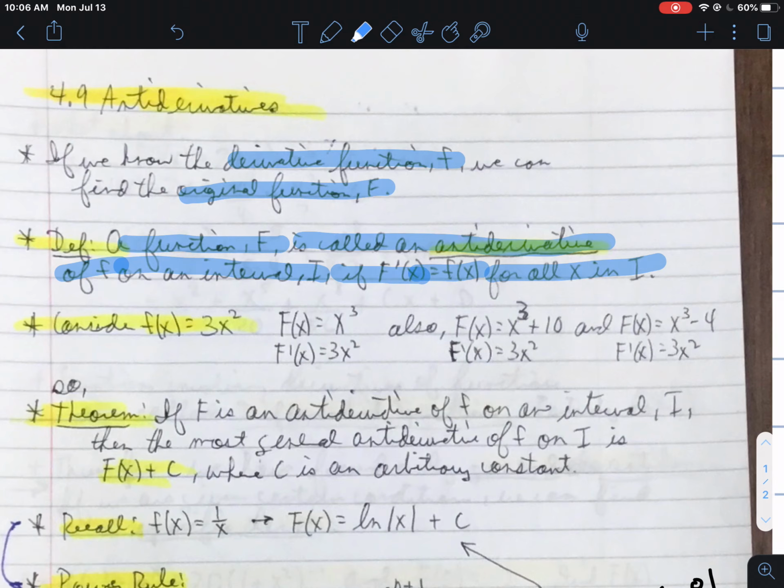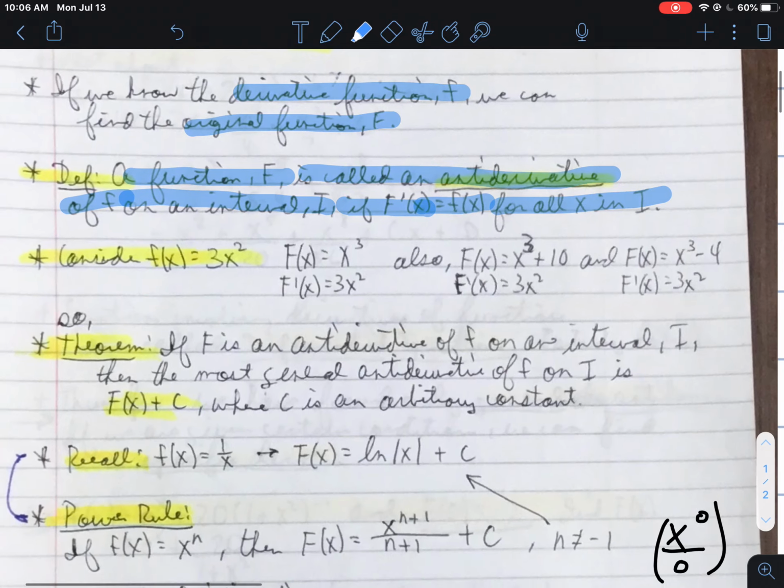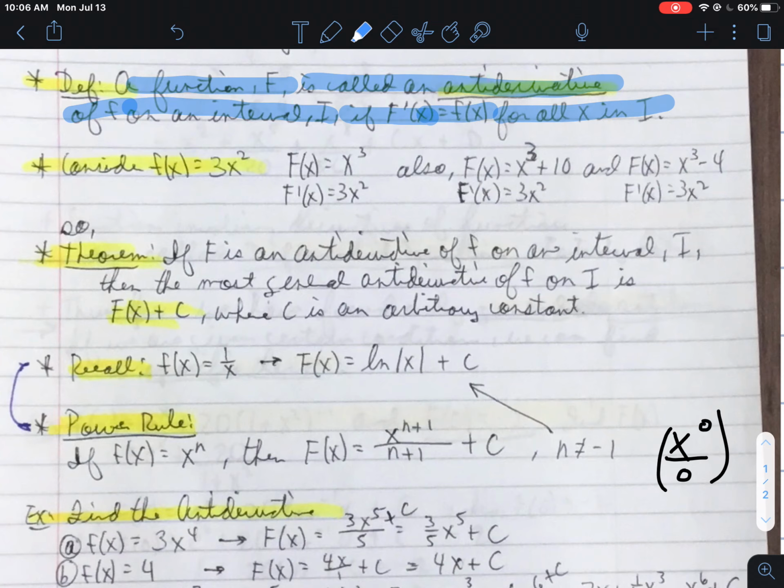Now, there is one major little issue to keep in mind here. Let's say, for example, that I've got our function little f as 3x squared, and I want to find cap F. I want to know what is its antiderivative, right? So your question then is, what is 3x squared the derivative of? If you look at cap F equal to x cubed, then cap F prime would be 3x squared, right? So 3x squared is the derivative of x cubed, which means x cubed is the antiderivative of 3x squared.